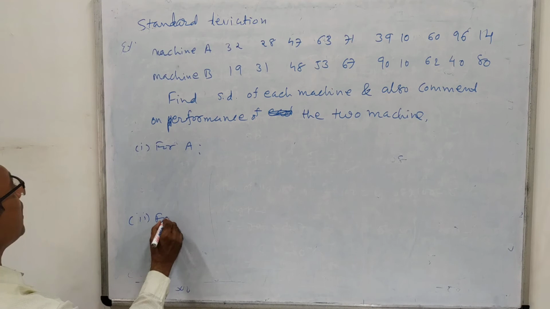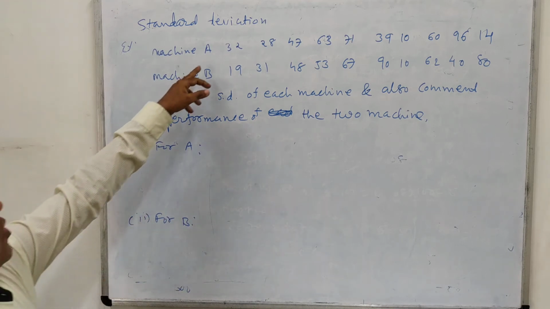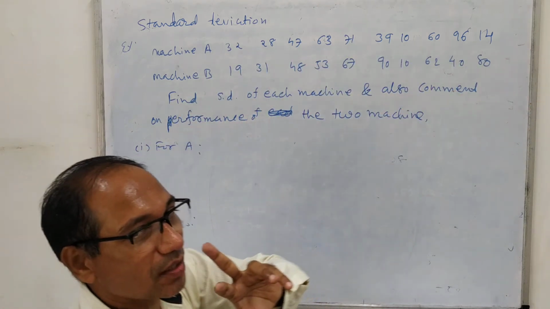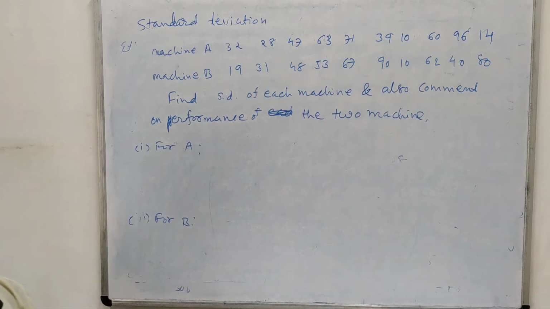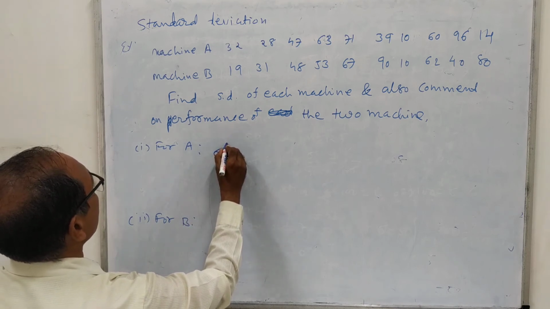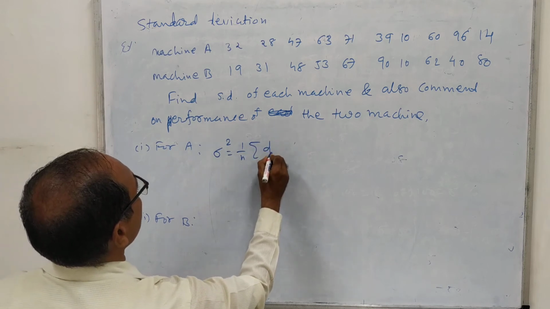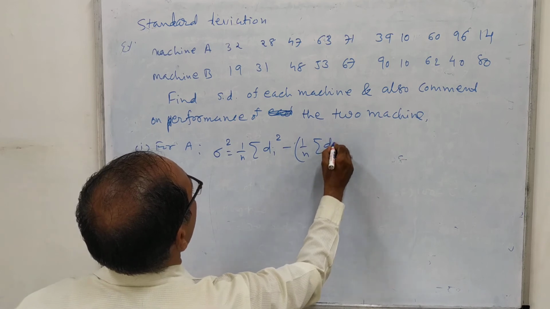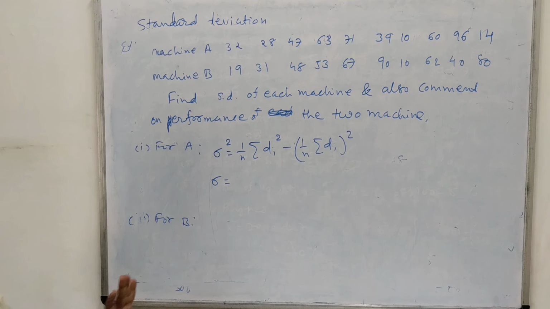Here I am giving you the hint only. You can do this problem yourself. So you can see that for machine A, the data which is given is ungrouped data. Actually it is ungrouped data, not grouped data. And similarly for machine B, this is ungrouped data. So here you can use the formula to find sigma as the square root of 1 upon n sigma di square minus 1 upon n sigma di whole square.